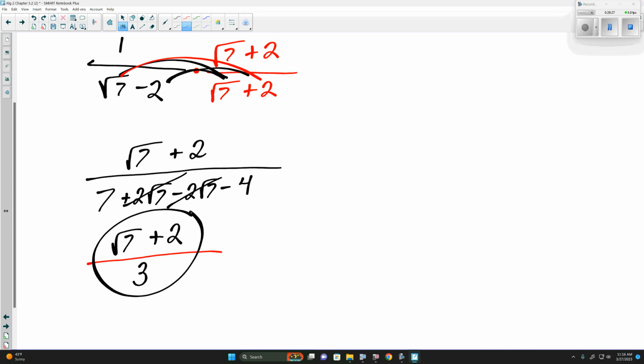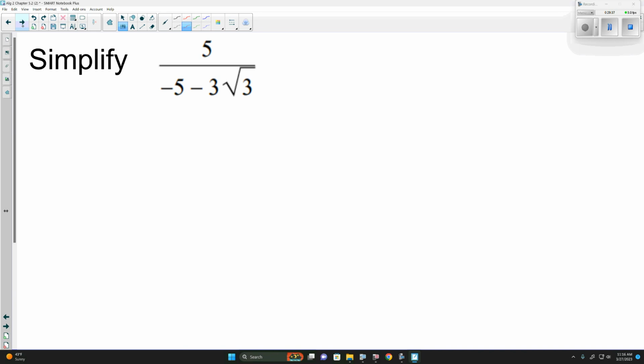Any questions on any of this here so far? Are you ready for the next one? Now, what are we going to multiply the top and bottom of this by?